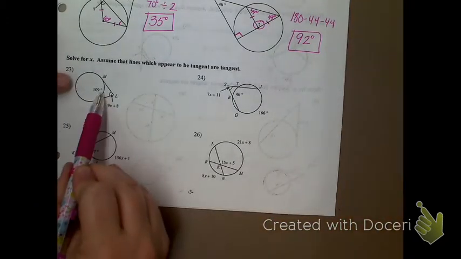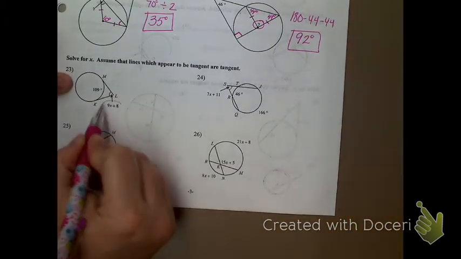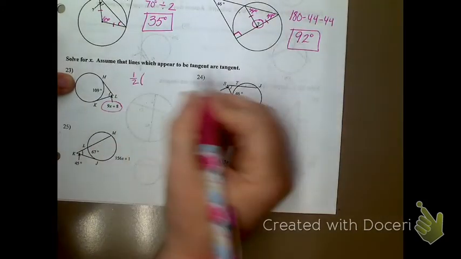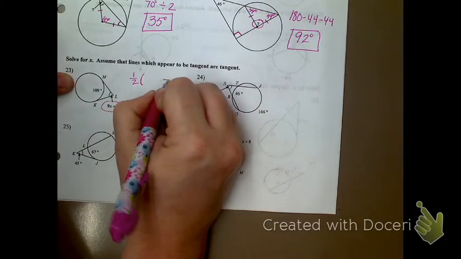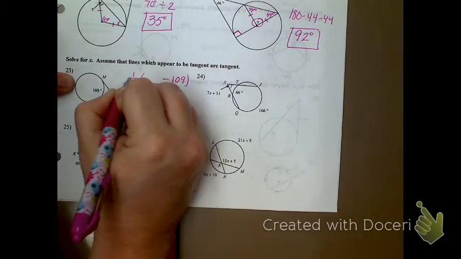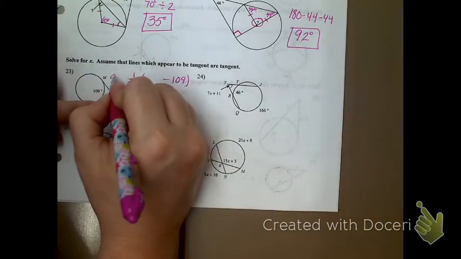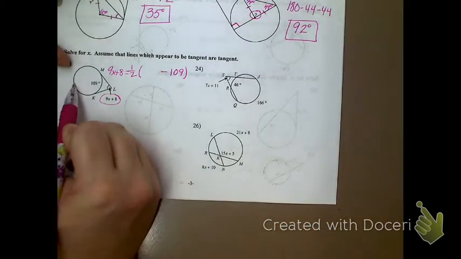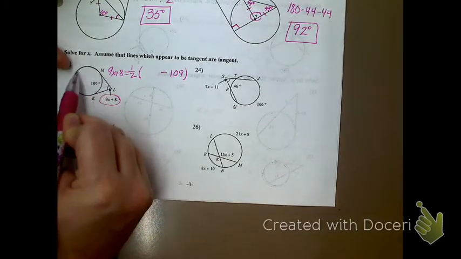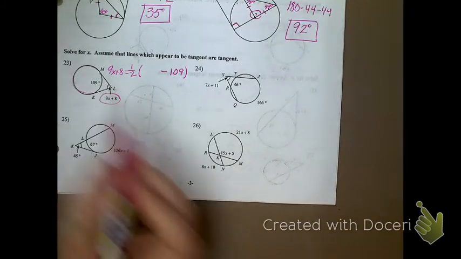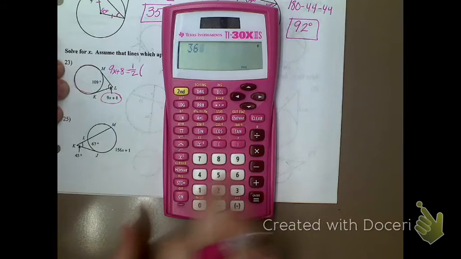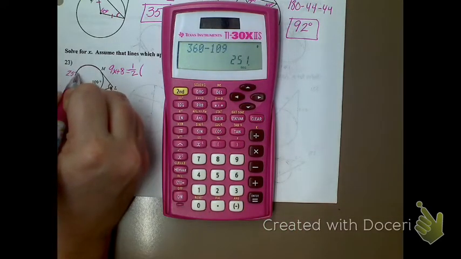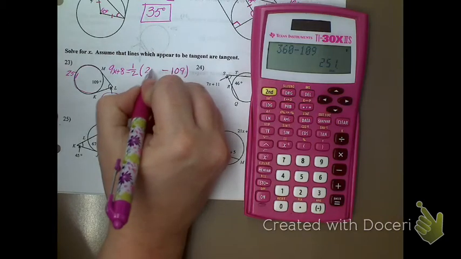So this is one of those situations where this angle is equal to 1/2 of the big arc minus the small arc. Well, the small arc is 109. And I know that that angle is equal to 9x plus 8. So I'm probably going to set this up on my other paper. But how do I find the big arc? Well, noticing that this circle is only made up of the big arc and the small arc, I can take 360, subtract 109, and that's what the big arc is. It's 251. So 251 right there.